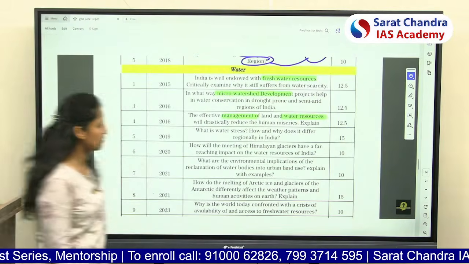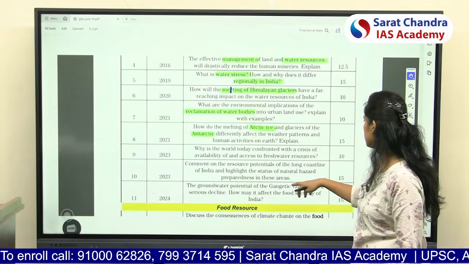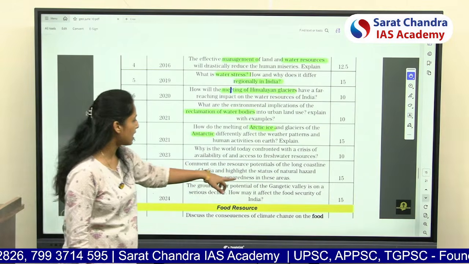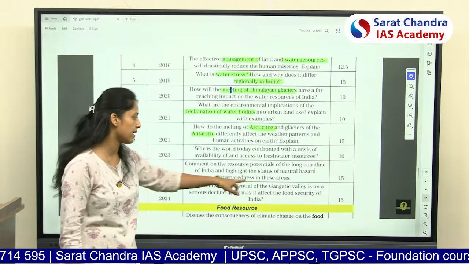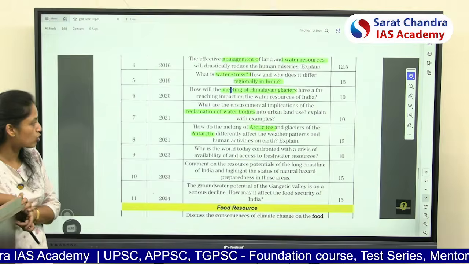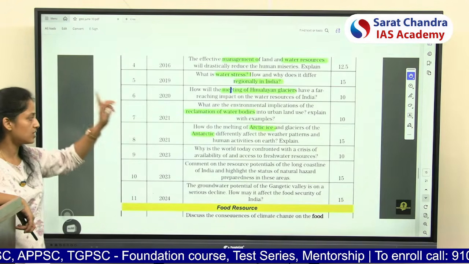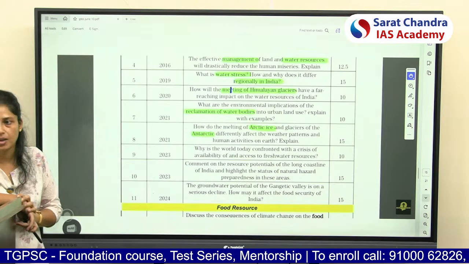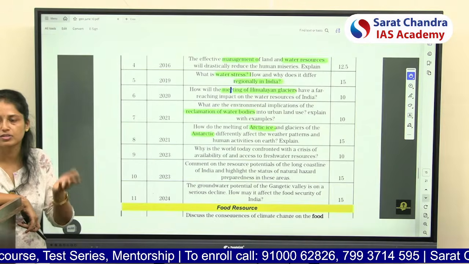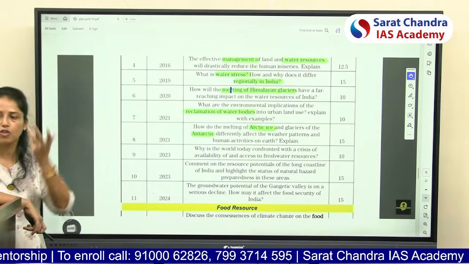Now we are done with this topic of water. Is there any other thing? Yes: comment on the resource potentials of the long coastline of India and highlight the status of natural hazard preparedness in these areas. Basically, I can include this in the topic of resources also, because in resources we discussed ocean resources, mineral resources, and other kinds of energy resources. Here it is talking about the resource potential of the coastline only.